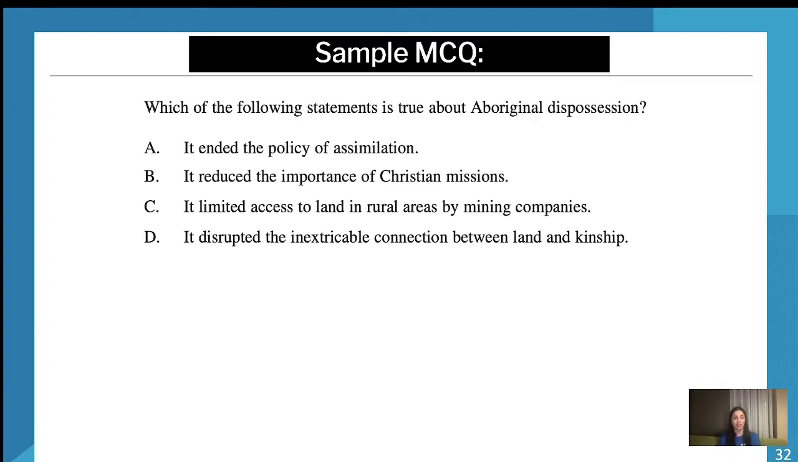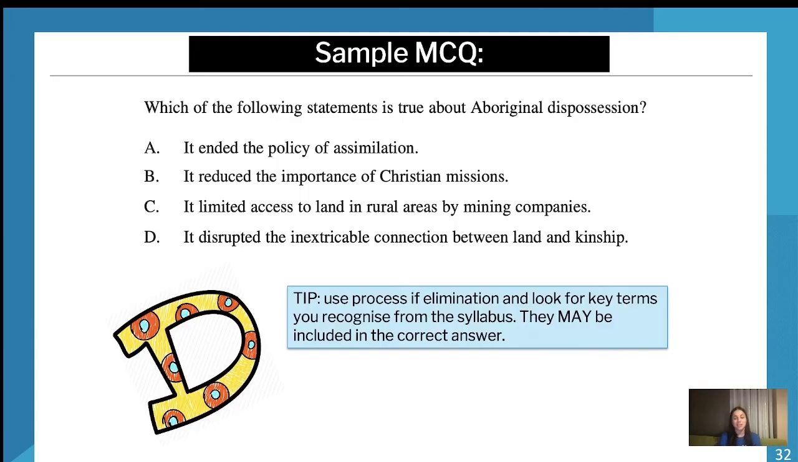So when you have a think, process of elimination is so important here, but also think about the syllabus. Remember what I told you, where a lot of the questions and a lot of the answers come straight from the syllabus. It's your big hint. But in this case, it would be D. So you're going to use the process of elimination, and you're also going to look for key terms that you recognize from the syllabus, because they can be included. Not always, but they may be included. And in this case, they were. And it is true that Aboriginal dispossession disrupted the inextricable connection between land and kinship.